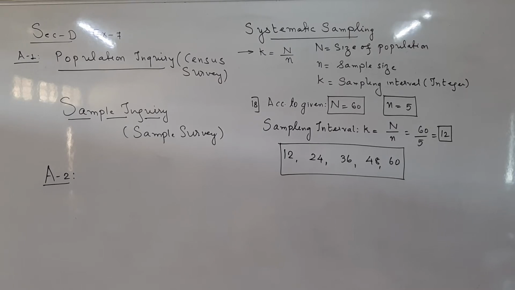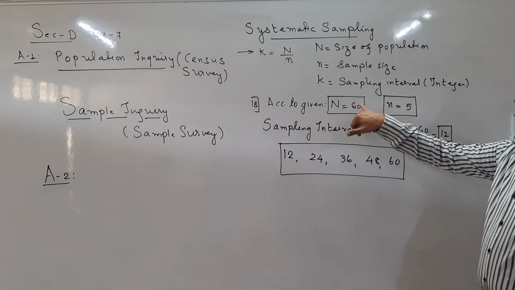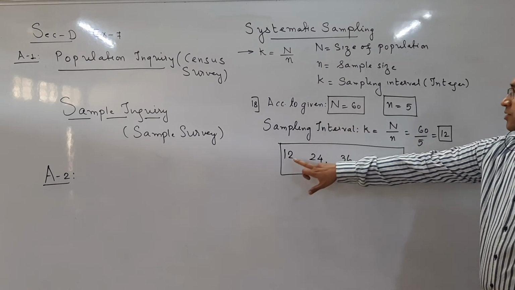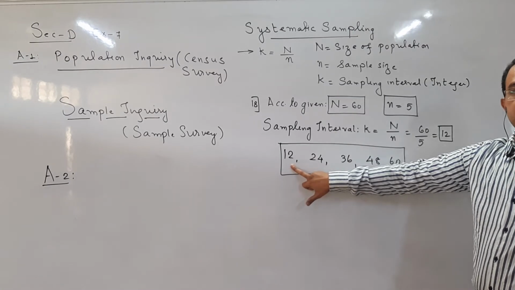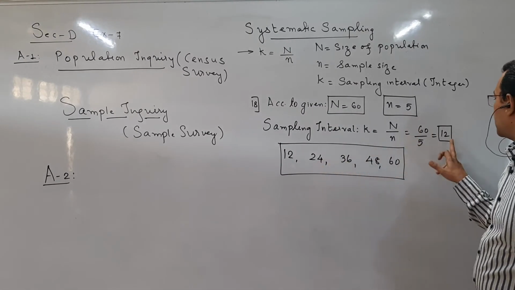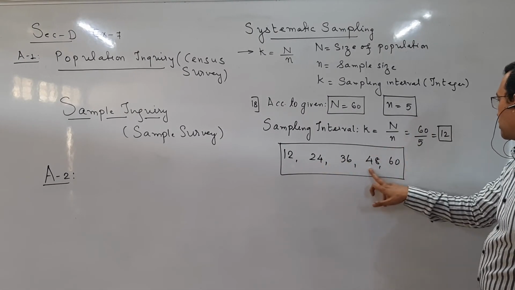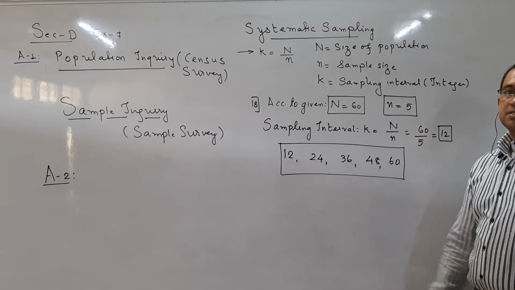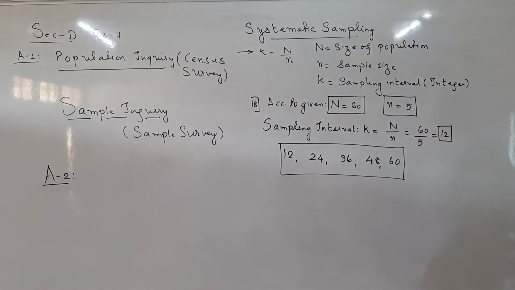Now in systematic sampling, according to the theory or definition, we need a list of total units of the population from 1 to 60. So the first unit will be the 12th unit. Then at a gap of 12: 24, 36, 48, 60. This can be a possible sample. So this is how we select a sample in systematic sampling.